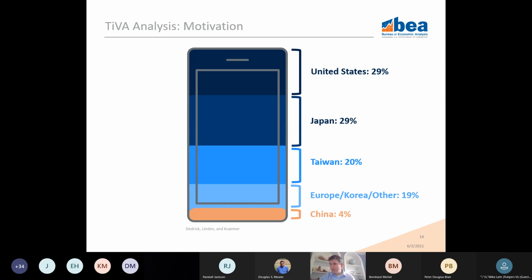TiVA statistics, of course, provide a way to look at foreign trade and how U.S. industries, in the case of the U.S. statistics, are engaged in global value chains, and they rely heavily, of course, on national level input-output tables. The iPhone is the classic example for highlighting the difference between TiVA and standard measures of trade flows. There's some research, somewhat dated now, by Dedrick, Linden, and Kraemer on the iPhone 7 that illustrates the point. And according to them, the imported value of the iPhone 7 was about $240.